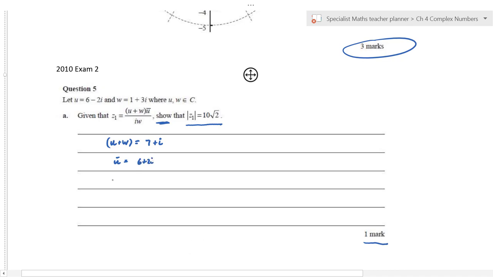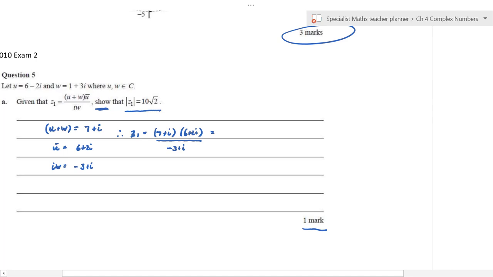And let's do iw. iw is equal to 3i squared, which is minus 3 plus i. So therefore, we can say that z1 is equal to (7 plus i) times (6 plus 2i) over (minus 3 plus i). What a lot of work for 1 mark, isn't it? You do get these in the exam too.